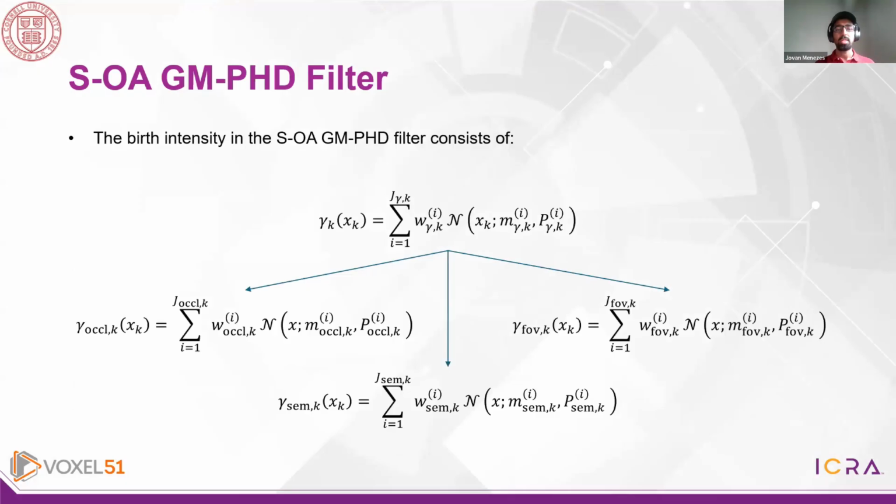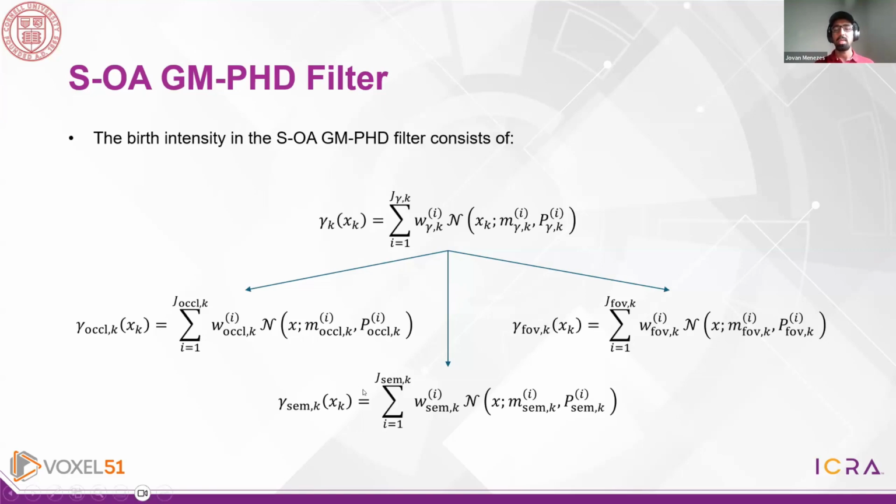So in this work, what we do is we leverage semantic reasoning, scene semantics and occlusion reasoning, and we embed that into the birth hypotheses of the Gaussian mixture PHD filter. And how we do that is using three sets of terms. So at the top, we see the combined birth intensity, represented by gamma_k. And this gamma_k consists of three terms. First is the occlusion term on the left, represented by gamma_occlusion. So these are the birth hypotheses which we define using occlusion reasoning.